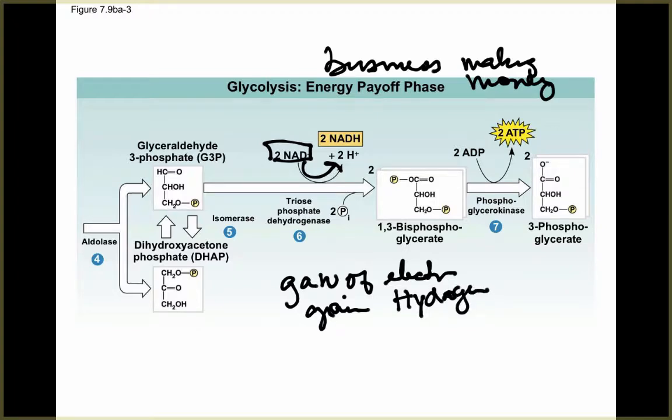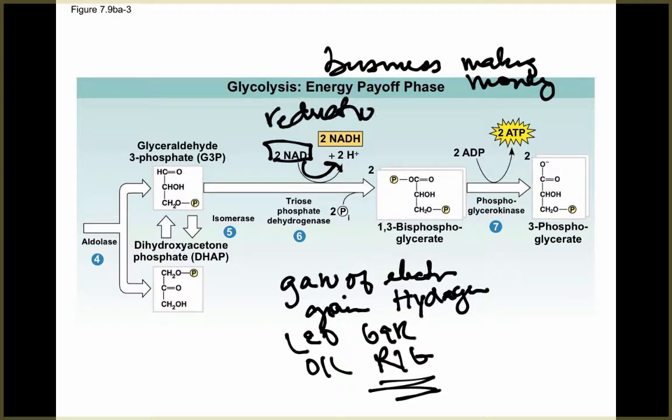Leo says grr, or oil rig. So reduction is gain, right? So this is a reduction reaction. So essentially this guy gets his 2 little electrons and he's like, woo, I'm out of here. And he's going to move on to go interact with someone else. So essentially this part, we make the electron carriers, right? Electron carrier is here.